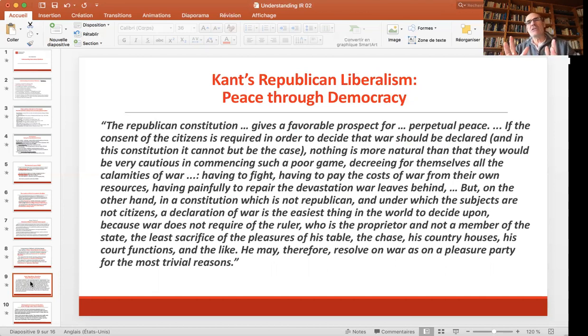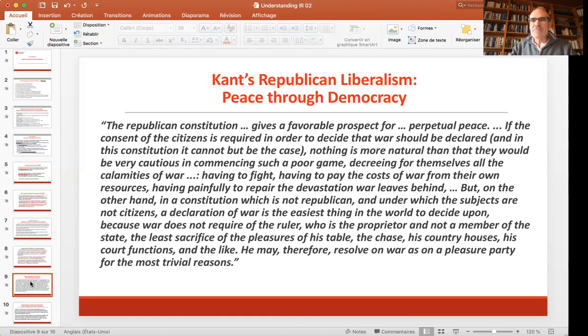Why? Because by definition, in a democracy, the government is elected by the majority of the citizens. And according to Kant, this is typical for the liberal political philosophy in general, individuals, citizens like you and me, are rational individuals, risk-averse individuals. That is to say, individuals who avoid useless risks. Now, a war, by definition, implies risks due to the very negative consequences of a war.